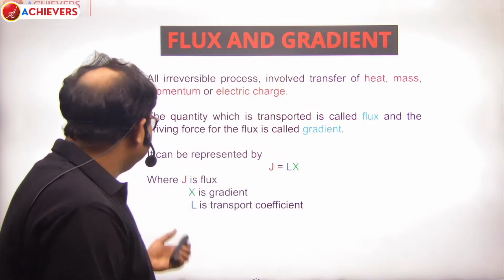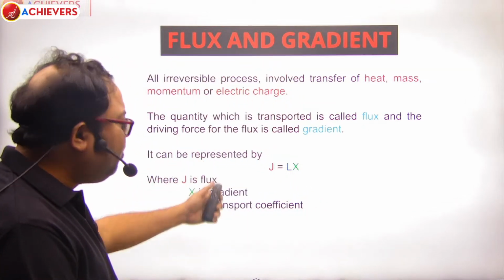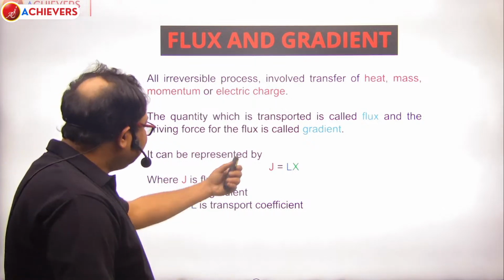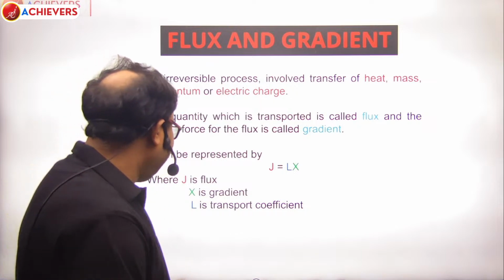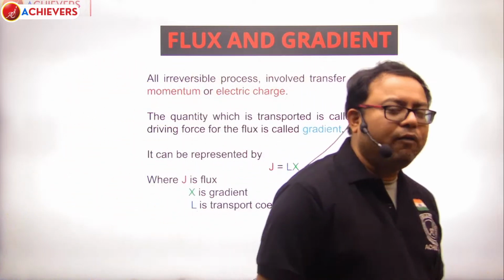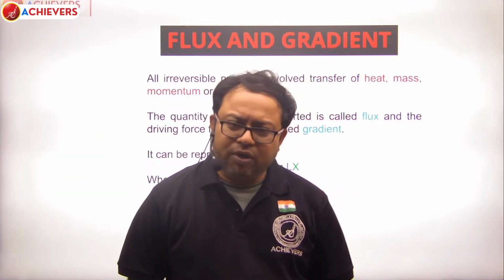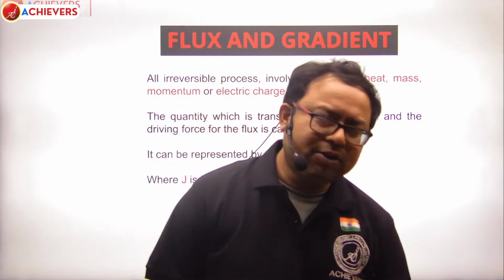This is represented by J equal to L X, where J is the flux, X is the gradient and L is the transport coefficient. A transport process is taking place over here, so L is the transport coefficient.